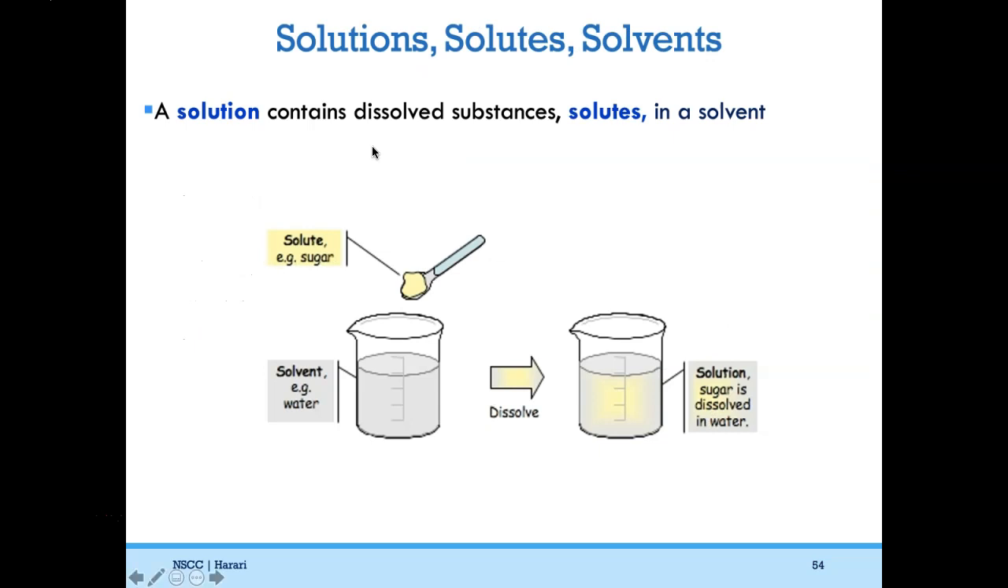A solution contains dissolved substances called solutes in a solvent. So this is just some terminology. So if I wanted to make a sugar solution, the sugar would be my solute, that's the solid usually, that gets dissolved in my solvent, which is water in this case. And when I dissolve them together, that makes our solution.